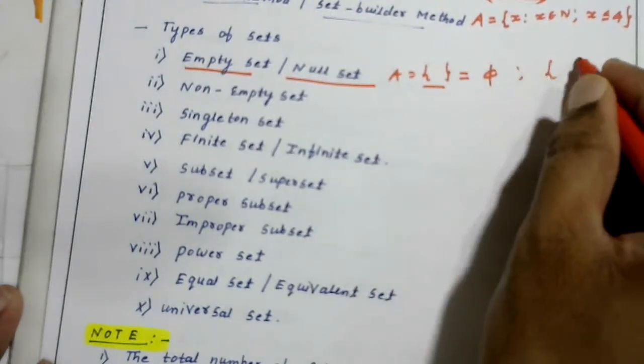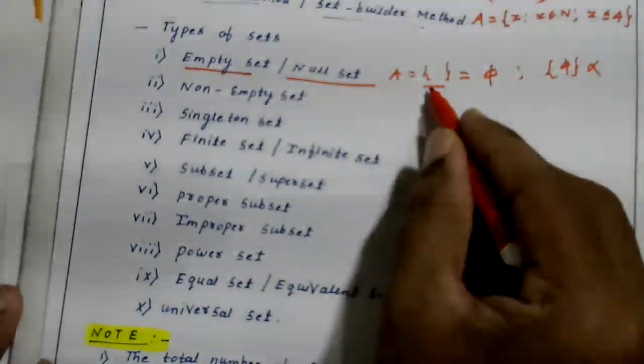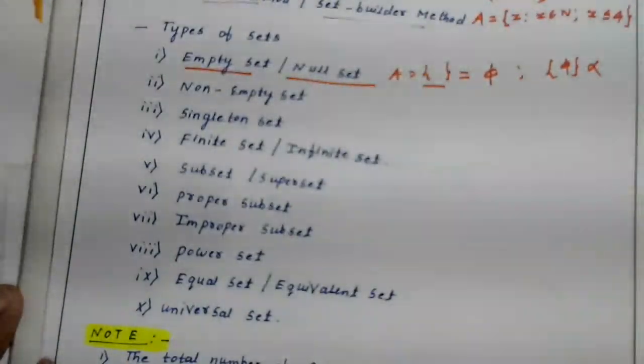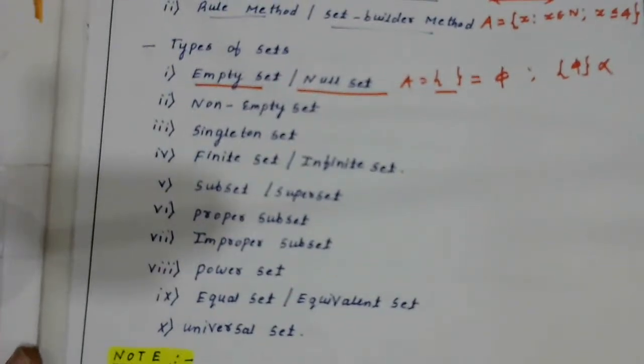We don't write the null set in this notation. This is a wrong representation of the null set. It is written either as an empty set or with this symbol, which represents the empty set.